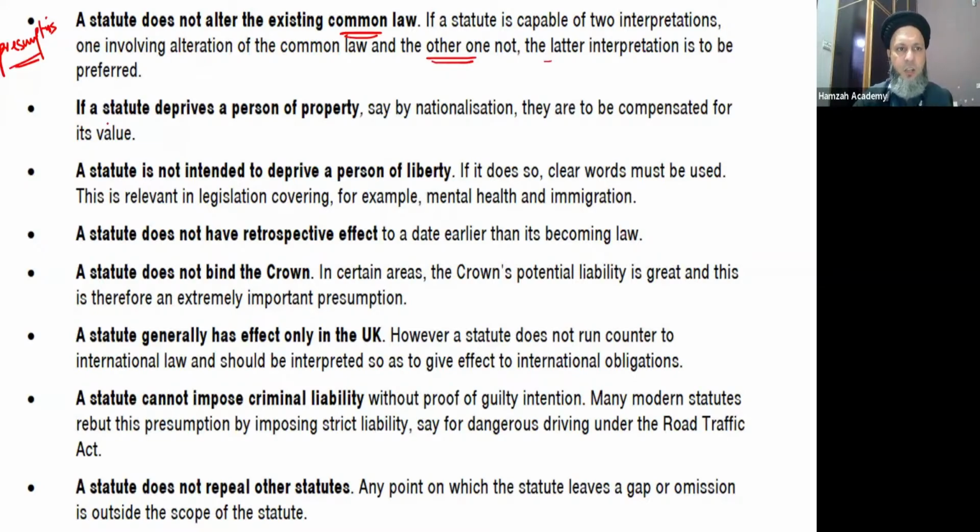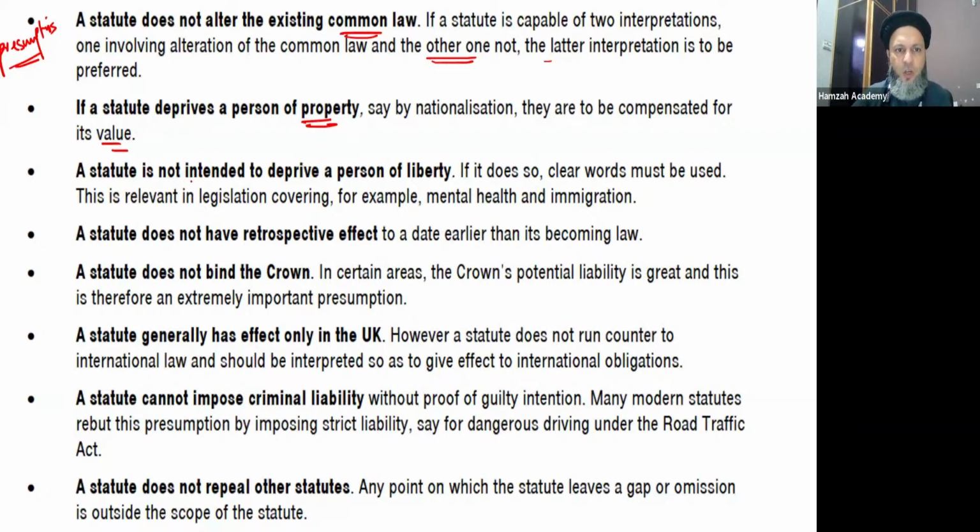Number two, if a statute deprives a person of property, if the meaning is such, then, for example, in nationalization, they are to be compensated for the value automatically. So if the law is interpreted in such a way that a person's house is taken as a decision, then it is automatically assumed that the government will have to pay for that property.